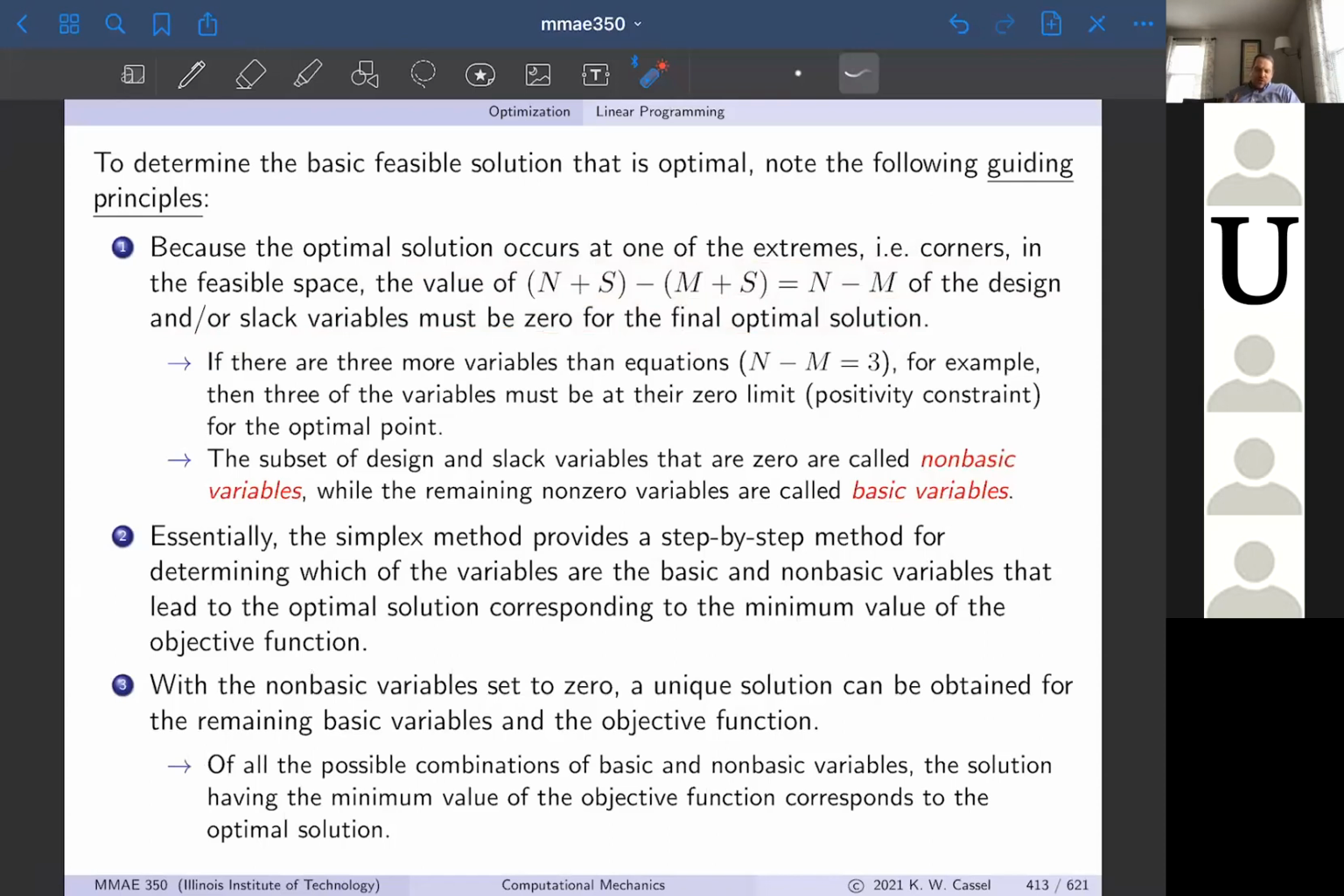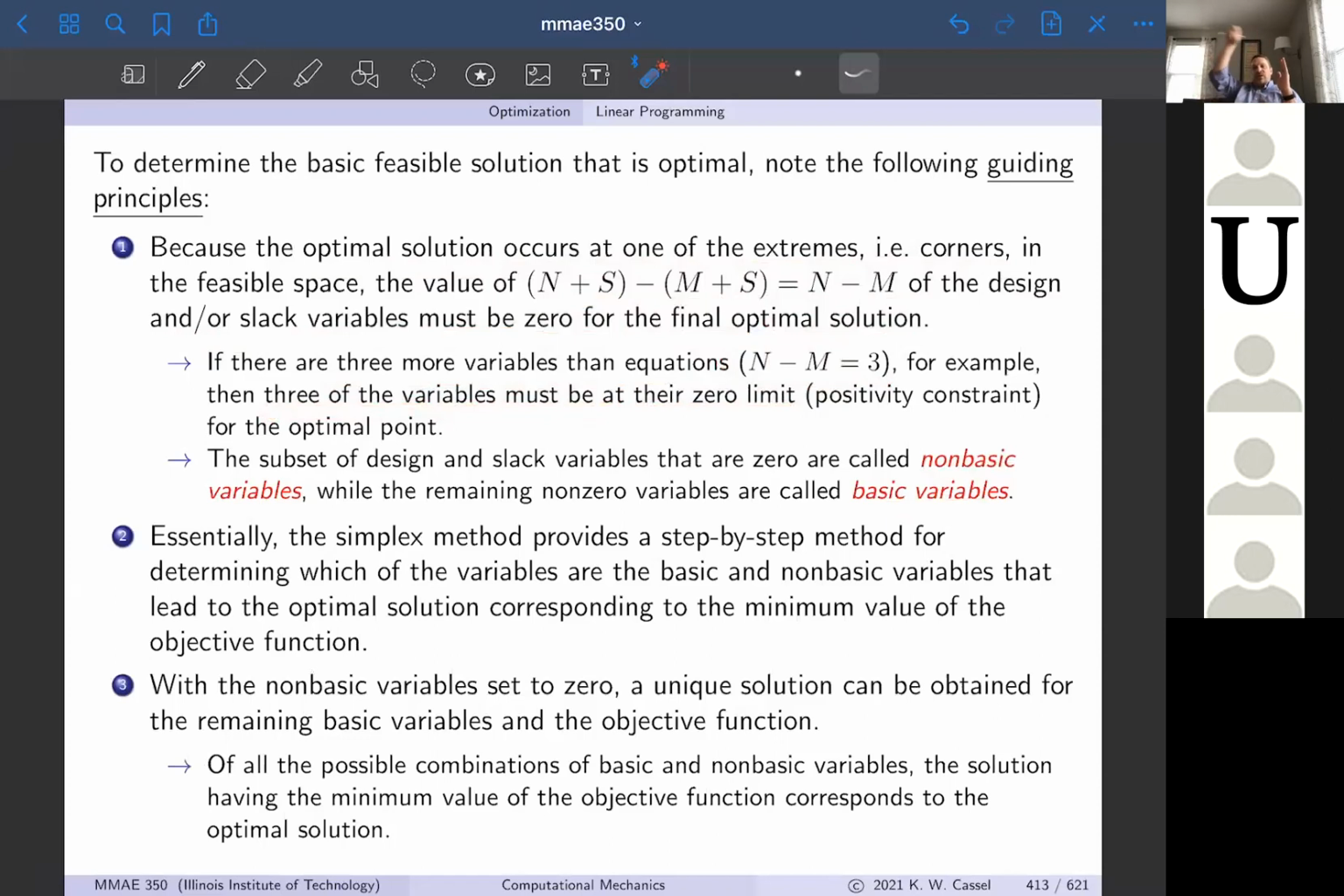So let's walk through this. If there are 3 more variables than equations, so again, it's underdetermined, so n minus m is 3, then 3 of the variables must be 0. In other words, when you get to that feasible point, their values have to be 0. In other words, they're hitting up against their positivity constraints.